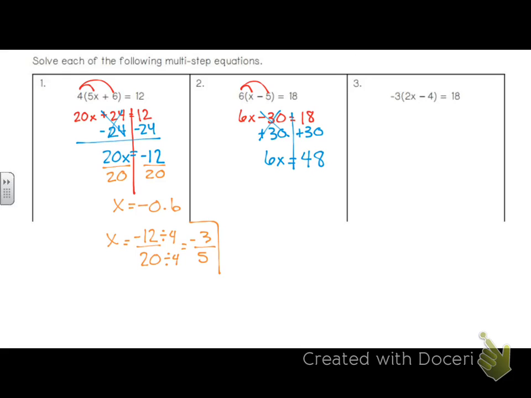Alright, and then my last step is to undo multiplication or division. So here we have multiplication. So to undo my multiplication, I'm going to divide by 6. And again, I have to do it to both sides to maintain that balance. This cancels and leaves us with just x equals 48 divided by 6 gives me 8. So x equals 8.